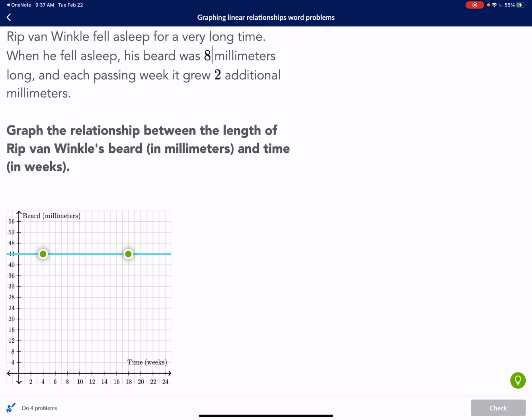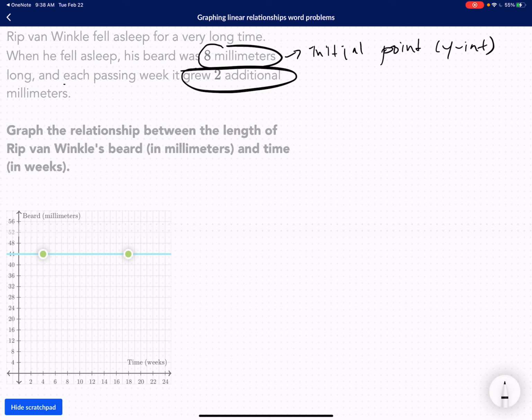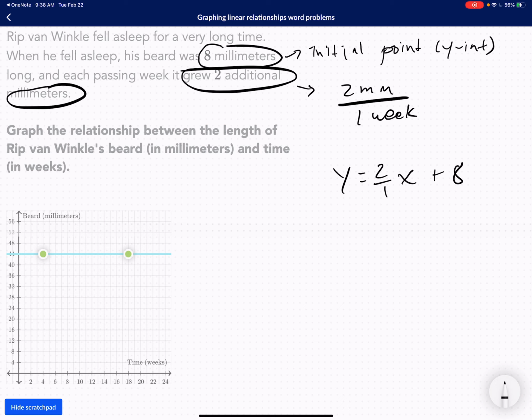And then every week it grows 2 additional. So I already know that this is going to be my y-intercept here, my initial or starting point. And then each passing week it grew 2 additional millimeters. That's going to be 2 millimeters per 1 week. So I already know my equation. It's going to be y is equal to 2 over 1 x plus 8, right?